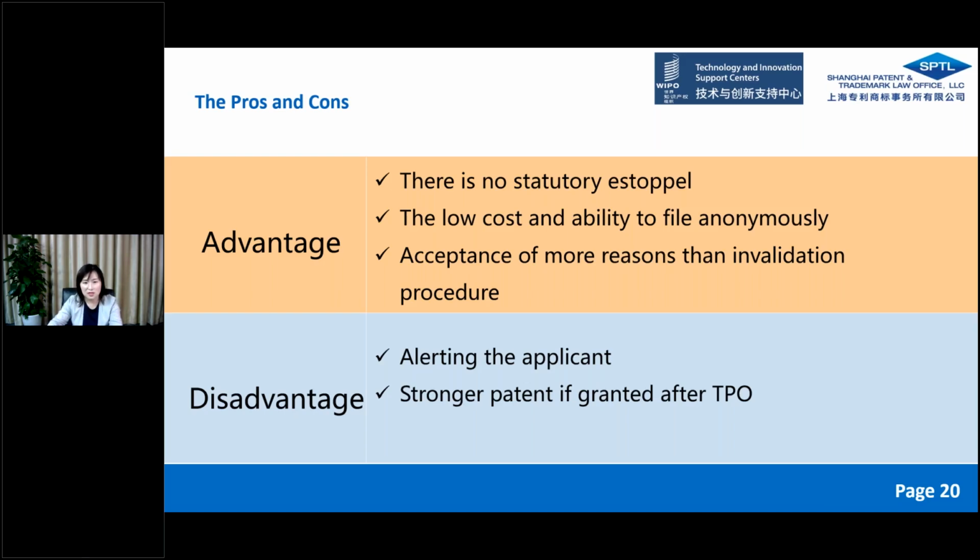On the other hand, if a patent application is granted a patent right after the observation system is used, the applicant may end up with a stronger patent that is more difficult to attack in post-grant proceedings.